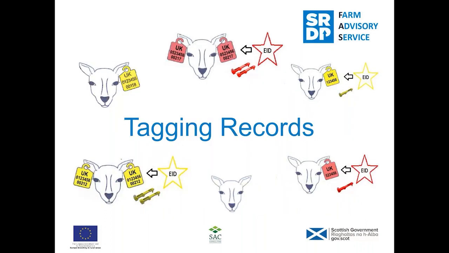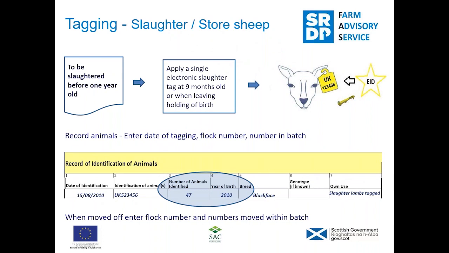So, tagging records. For tagging slaughter or store sheep, if the aim is to slaughter them before 1 year, you should apply a single electronic slaughter tag before the animal is 9 months old, or when leaving the holding of birth. So you can see here in this diagram, the slaughter tags just show your flock mark on them here.